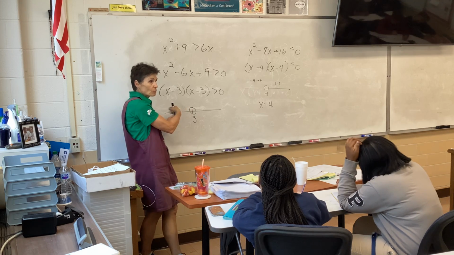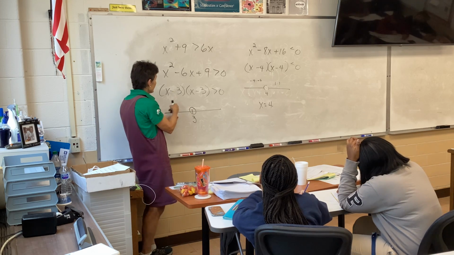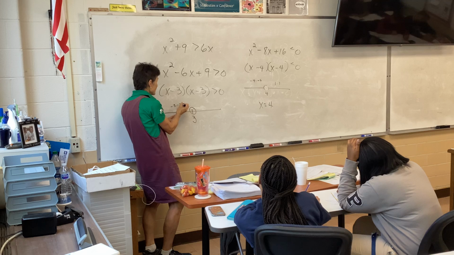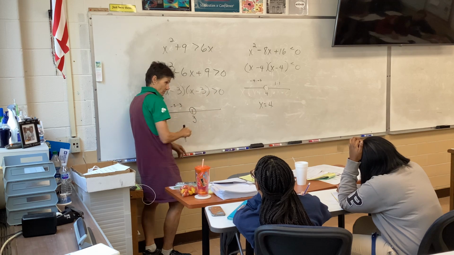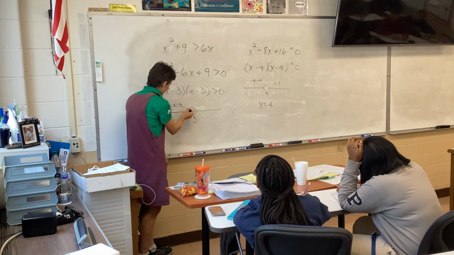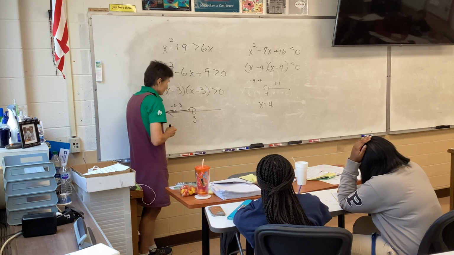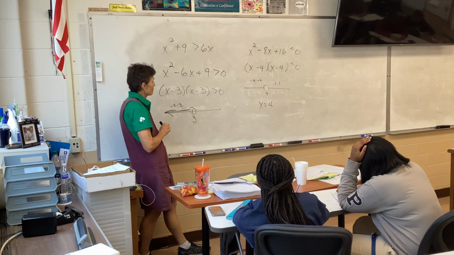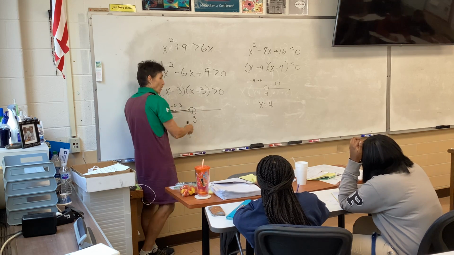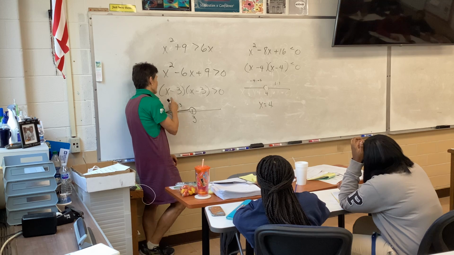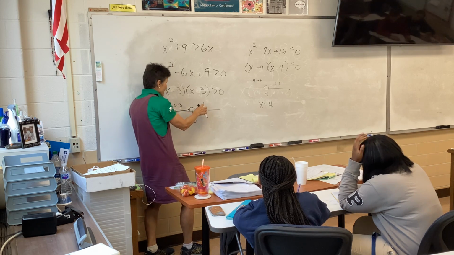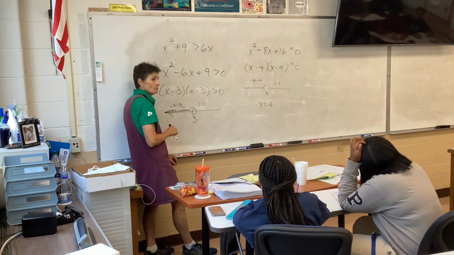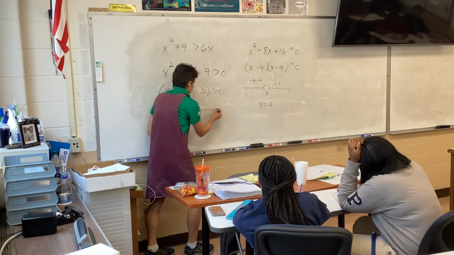Any number less than 3. When I put it in, I get -3 times -3. If I put in 0, that's 9. Is 9 bigger than 0? Shade it. Now maybe I'll put in 4. So 1 times 1, 4 minus 3, 4 minus 3. Is 1 times 1 bigger than 0? Shade it.